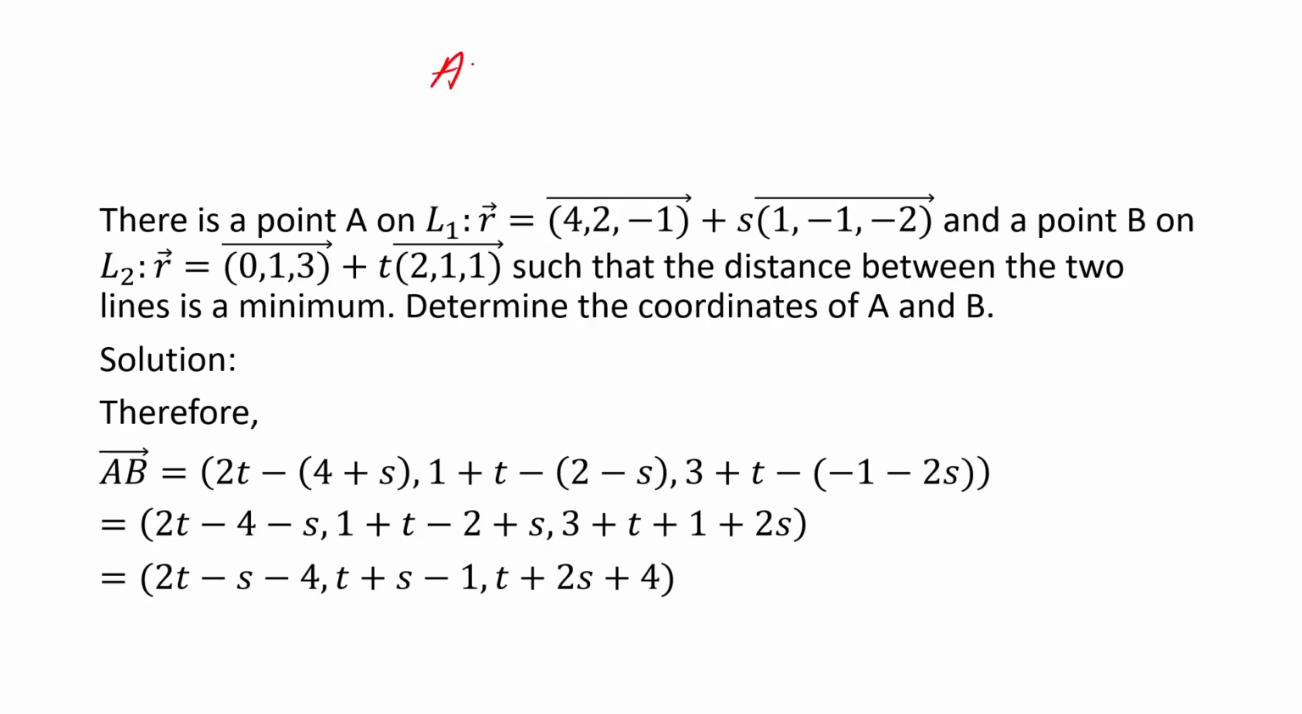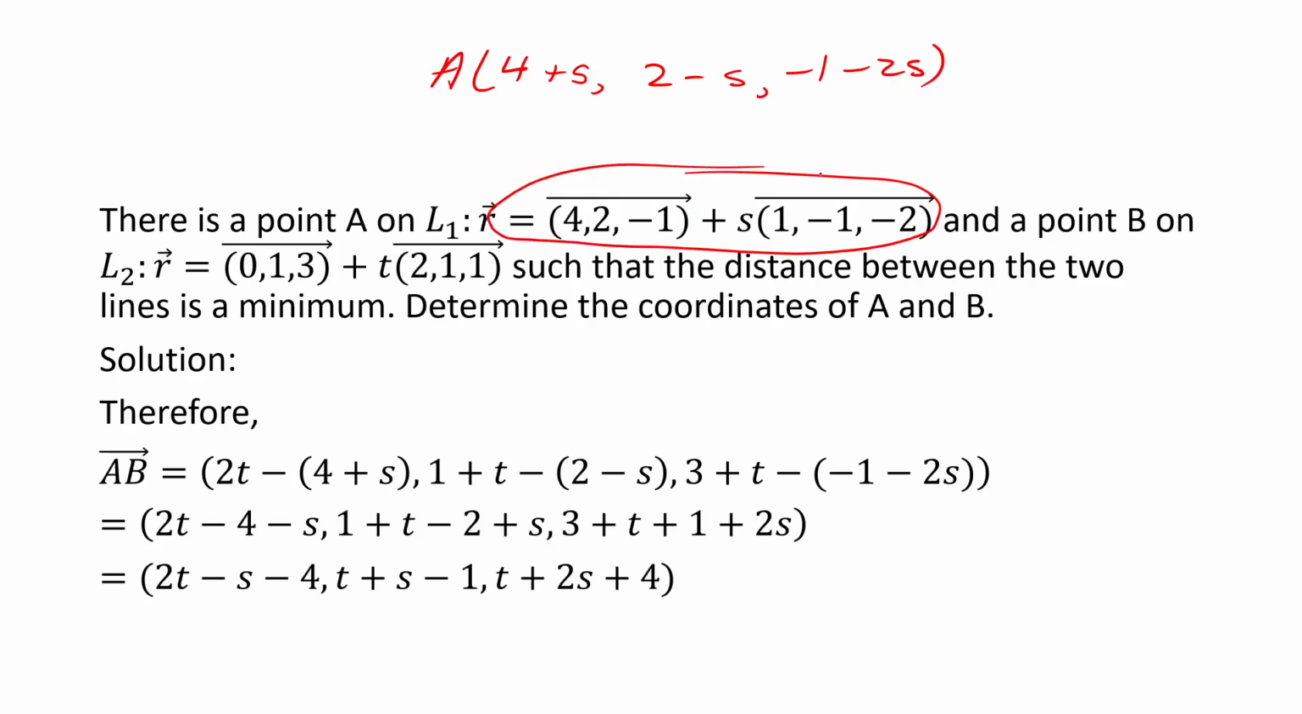Again, we know the coordinates of point A are 4 plus S, 2 minus S, and negative 1 minus 2S. We're getting that from making the parametric expressions for that line. And we know the coordinates of point B, which is a point on this line, are going to be 2t, 1 plus t, and 3 plus t. And we get that from the parametric expressions of that line.